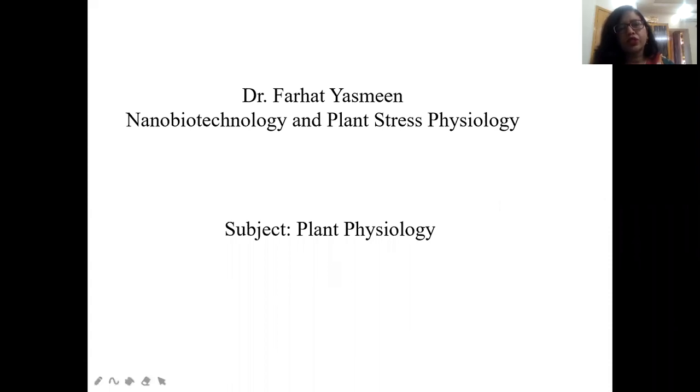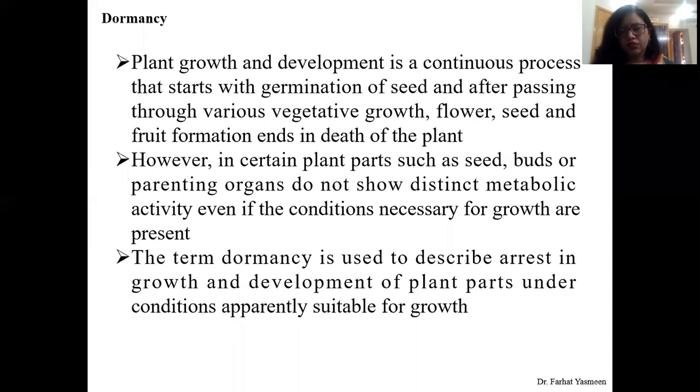My area of specialization is nanobiotechnology and plant stress physiology. The subject which I am going to teach during this semester is plant physiology. You have heard about physiology and you all are very clear about physiology. Today we will discuss a very important factor in plant physiology, which is dormancy.